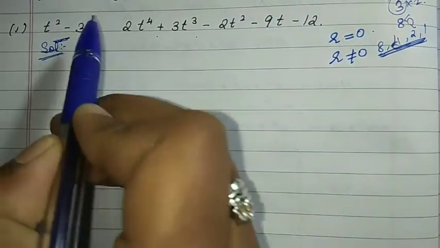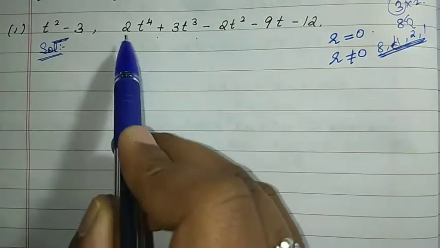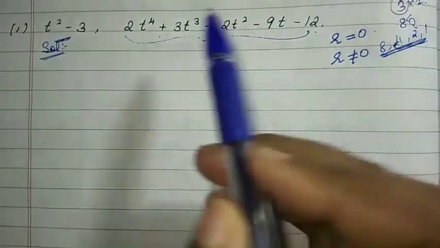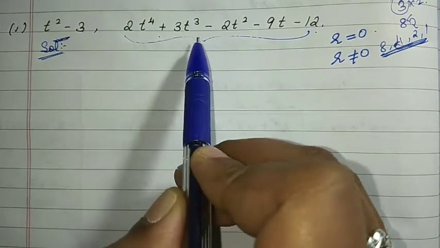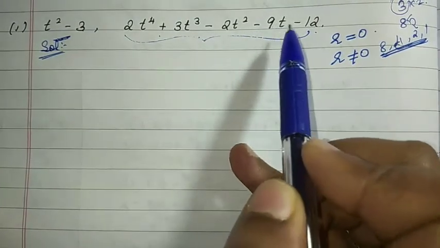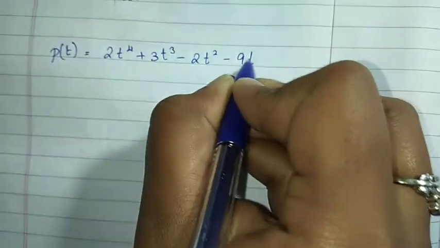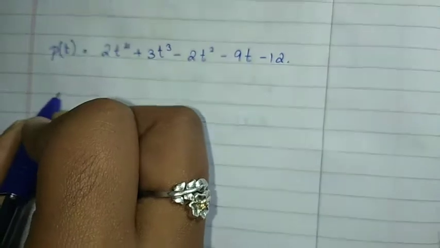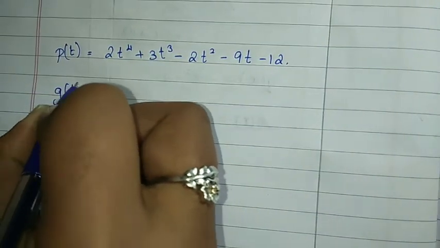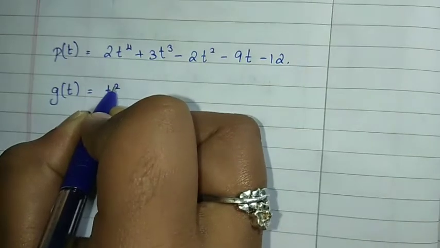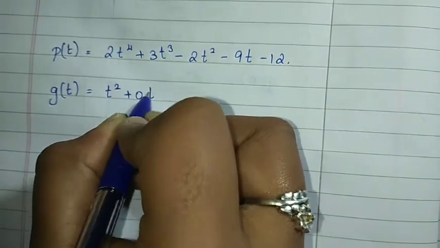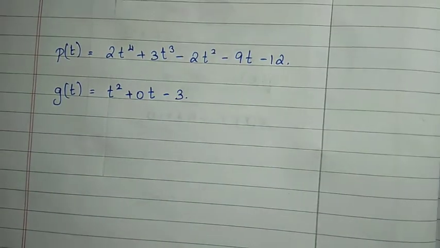Okay, so question 1. So t square minus 3, this is the first polynomial which is given, and the second polynomial is this one. So 2t power 4 plus 3t cube minus 2t square minus 9t minus 12. So I will write my p of t as 2t power 4 plus 3t cube minus 2t square minus 9t minus 12. This is my p of t. So next I will have my g of t as t square. My t is missing, so I will write plus 0t minus 3. This is my g of t.